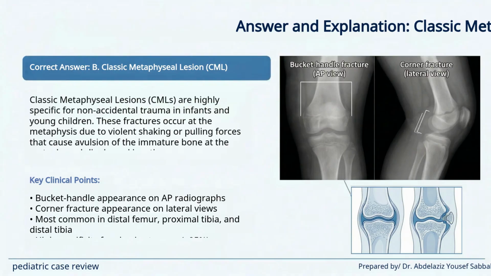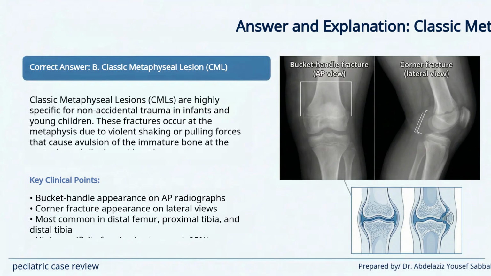Classic metaphyseal lesions are among the most highly specific radiographic findings for non-accidental trauma in infants and young children. These fractures occur at the metaphysis due to violent shaking or pulling forces that cause avulsion of the immature bone at the metaphyseal-diaphyseal junction. On anteroposterior radiographs, they appear as a bucket handle pattern. On lateral views, they appear as a corner fracture pattern.